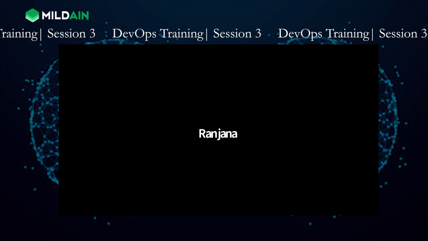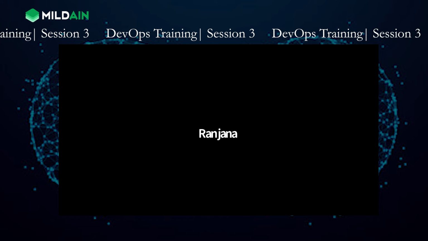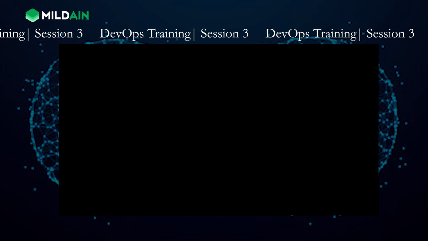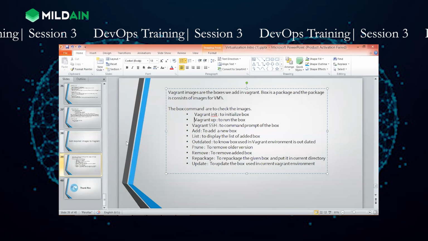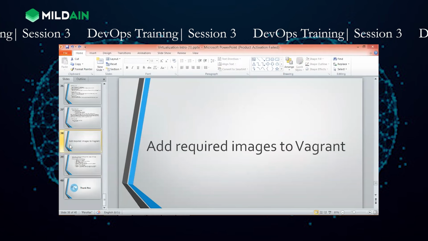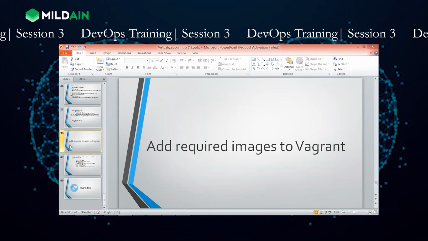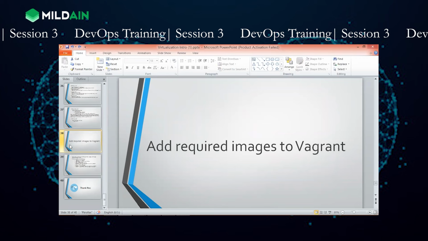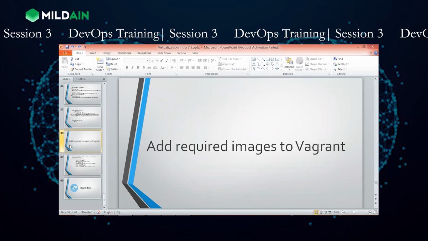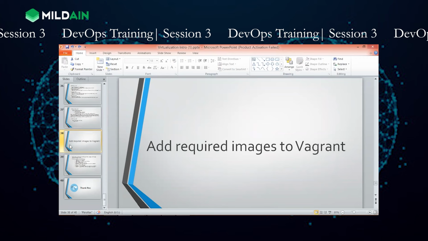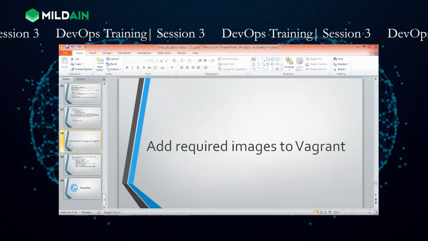Okay, so today we will have more of practice. Today I will cover what the images are in Vagrant. And the second thing is how we can create a multi VM using a private network.